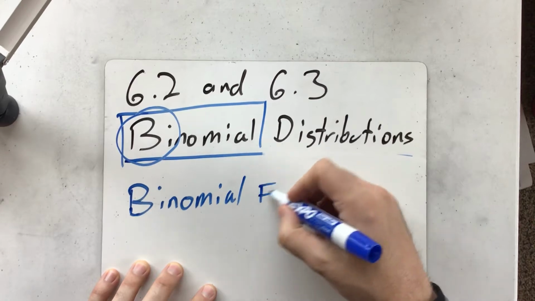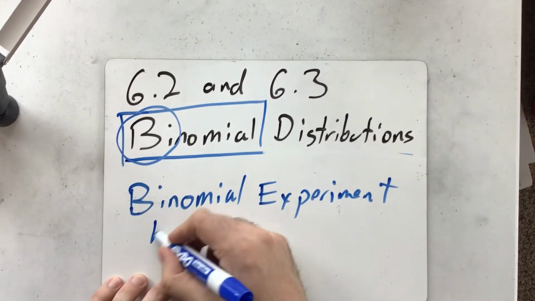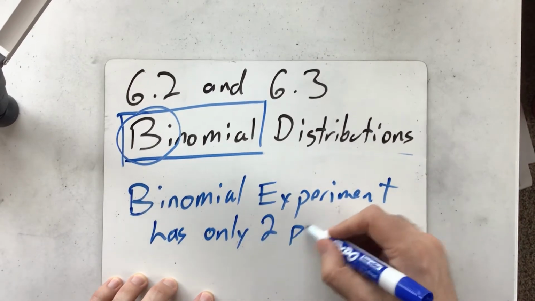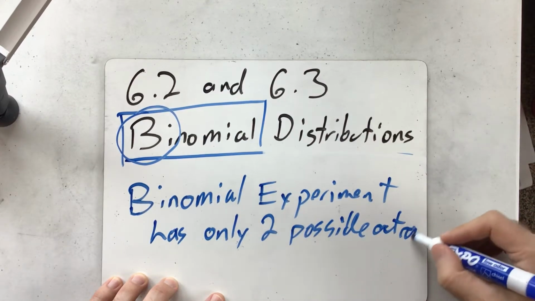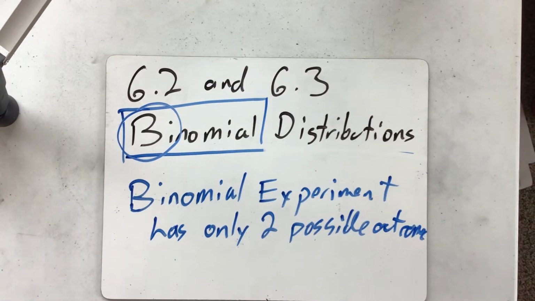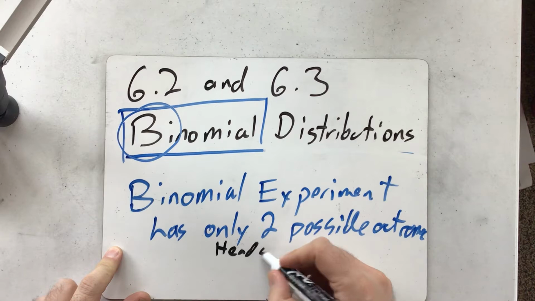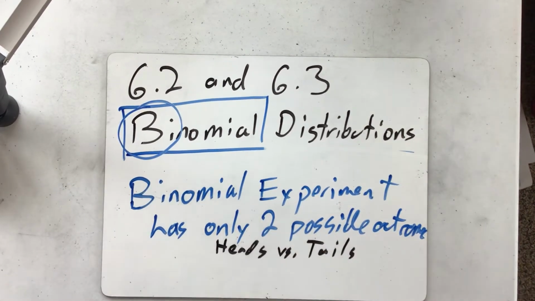So a binomial experiment has only two possible outcomes. So what are some examples of binomial experiments? Well, if you flip a coin, you can have heads or tails. There are only two outcomes when you flip a coin. You can get heads or tails.